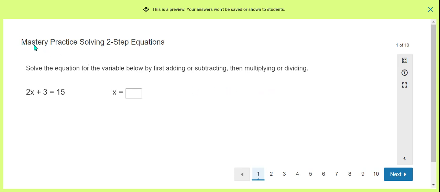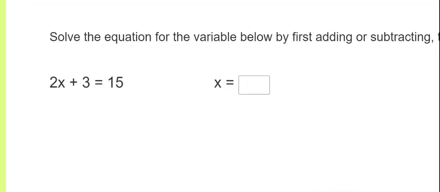We're going to take a look at the mastery practice for solving two-step equations. Make sure you are putting pencil to paper. Start by writing the equation on your paper, and then we're going to put a line down through the equal sign, separating the left side and the right side, and then circle the variable term. And we are going to start by adding or subtracting to start to solve.